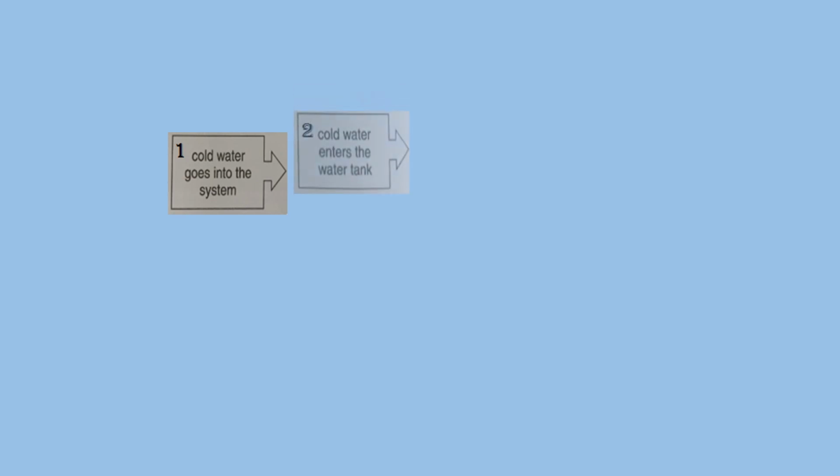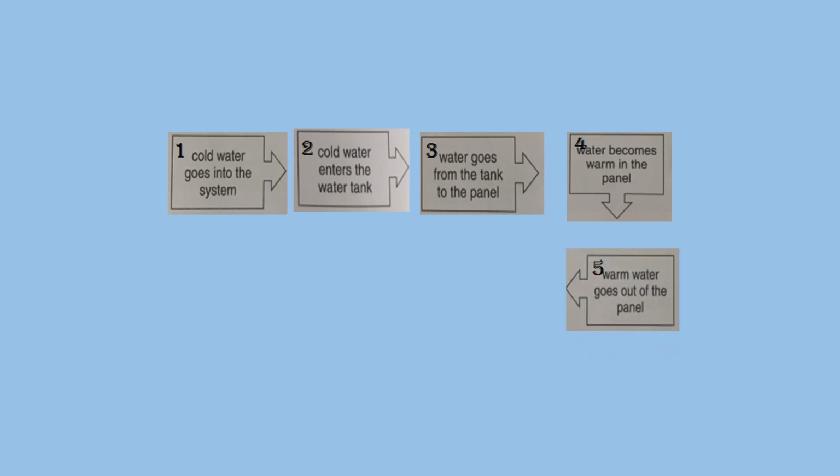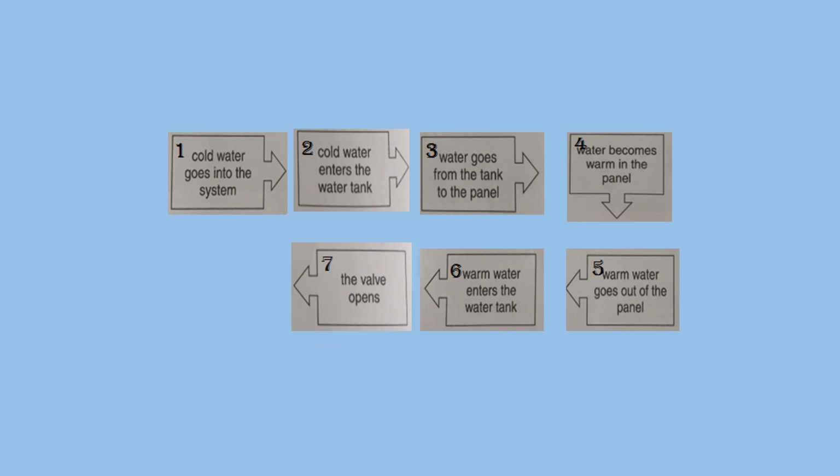Okay, so for double check, I'll give you the answers quickly again. 1. Cold water goes into the system. Cold water enters the water tank. Water goes from the tank to the panel. Water becomes warm in the panel. Warm water goes out of the panel. Warm water enters the water tank. The valve opens and the warm water flows to the shower.